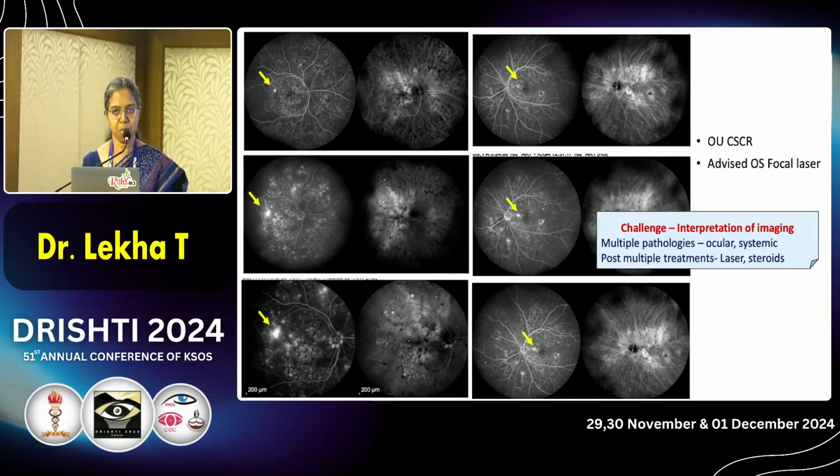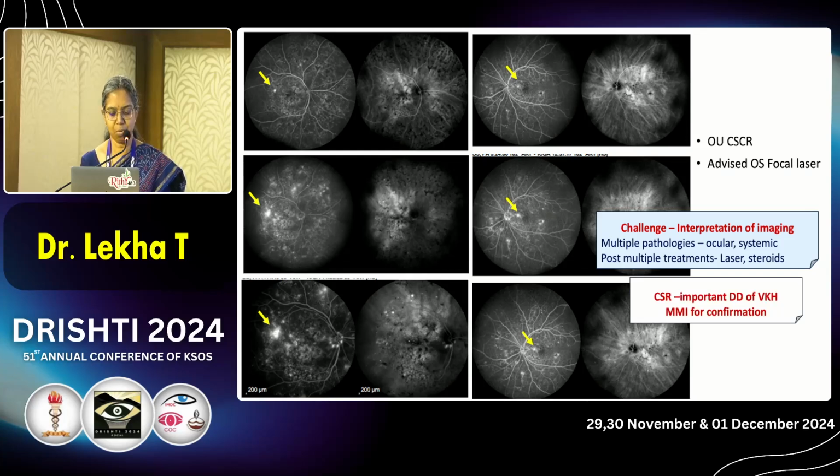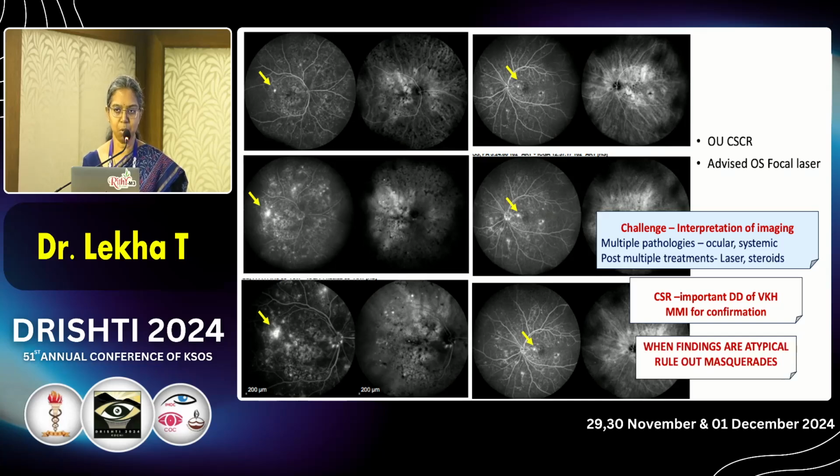So here the problem was because of multiple ocular and systemic pathologies, and also it was a lasered eye, which was all creating difficulty in the interpretation. And remember, CSR is an important differential diagnosis of VKH, and we should always need multimodal imaging for confirmation. So whenever the findings are atypical, remember to rule out masquerades.